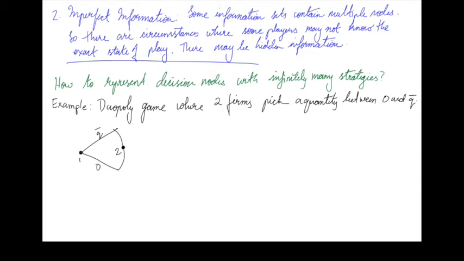And if player 2 also has to pick a number between 0 and q bar, we would do the same thing, and then we'd write their payoffs. This is a case where player 2 observes player 1's choice and then decides what player 2 wants to do.